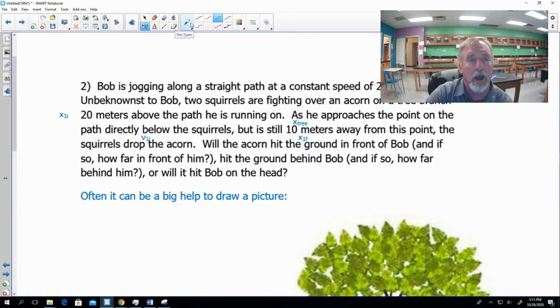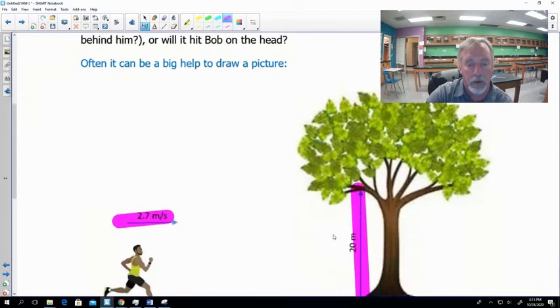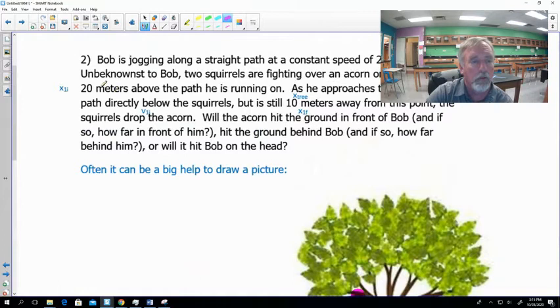Let's do this highlighter in yellow. So the squirrels, they're 20 meters above the path. Our squirrels are 20 meters above the path. Well, that's our x1, x1 being our part 1 scenario. I'm sorry, our initial position is 20 meters above the path. Well, what's the final position? That's when the acorn hits the ground. So I'm going to label in my problem x1f. It's our final position in scenario 1.